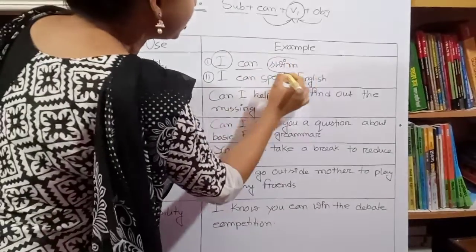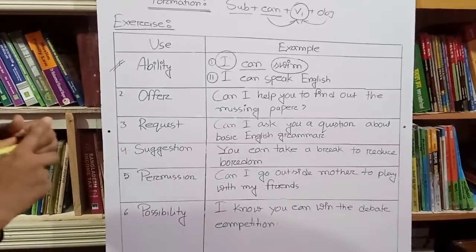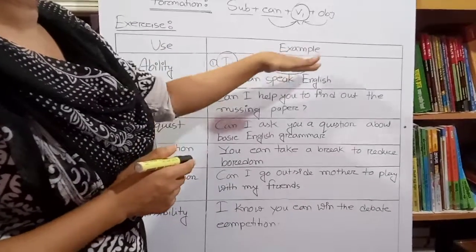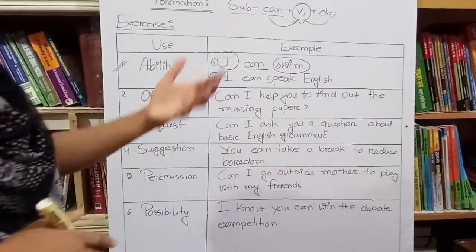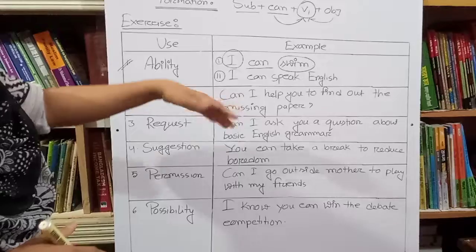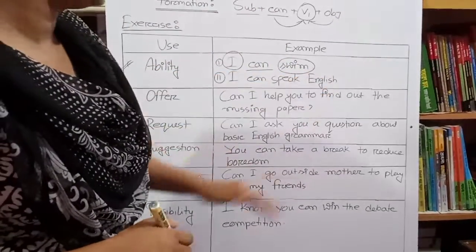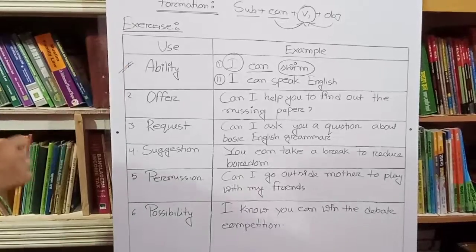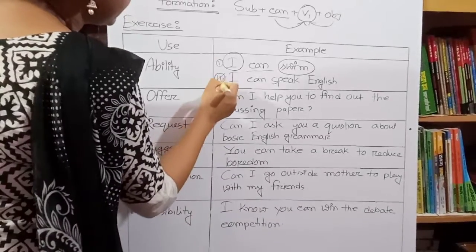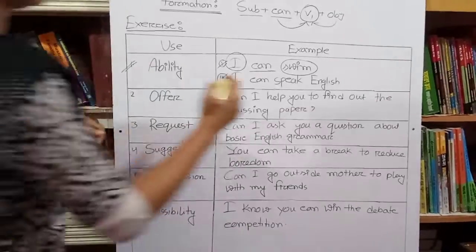After that, you can change this verb. You can write here or say here: I can read, I can walk, I can talk, I can write, anything, any kind of verbs you can write. But remember one thing, I have earlier mentioned it, that after can, you have to use the present form of a verb. Well, next example for you: I can speak English. That's good.